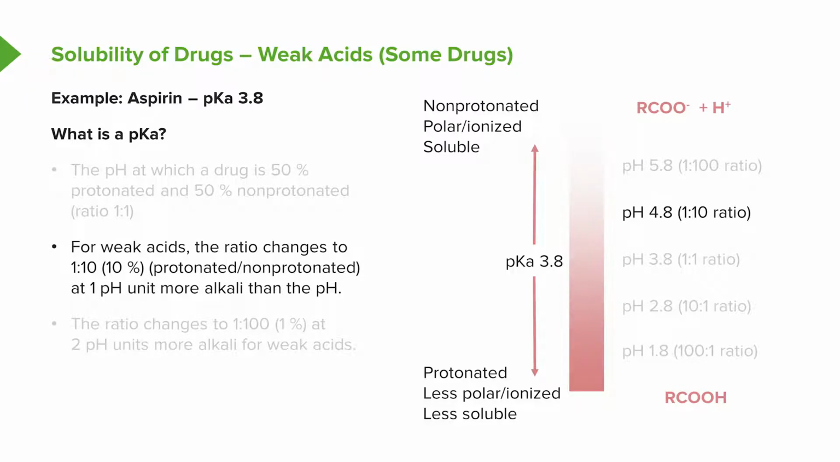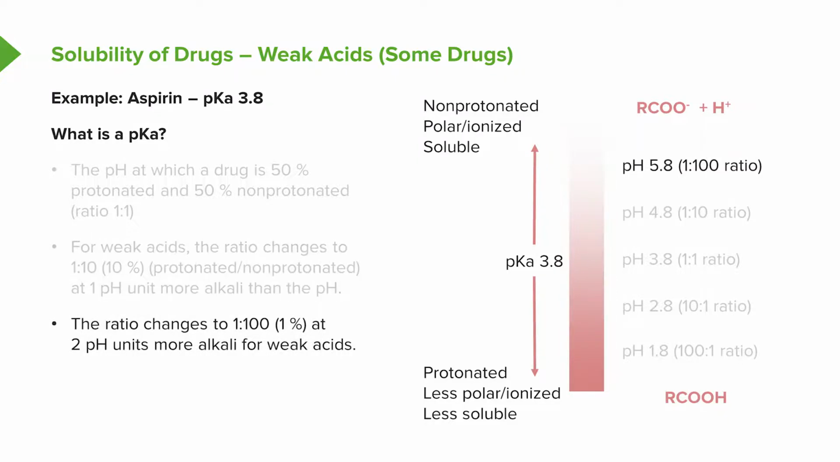For weak acids, and you can see that because the pKa is 3.8, which is less than 7, that's an acid. So for all weak acids, the ratio changes to 1:10 or 10% at 1 pH unit more alkali than the pKa, and the ratio changes to 1:100 or 1% at 2 pH units. So remember that pH is logarithmic, so 1 unit is 10, 2 units is 100, 3 units is 1,000. So if you have a pKa of 3.8 and a pH of 5.8, you've got a pretty significant difference in ratio, so 2 pH units is 1:100.